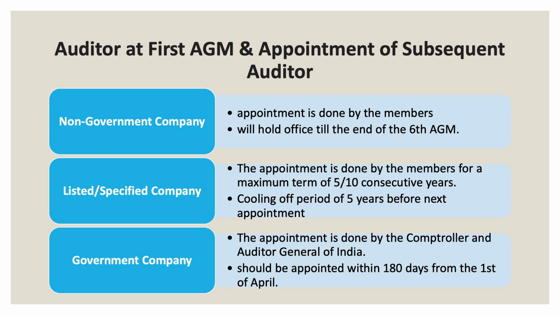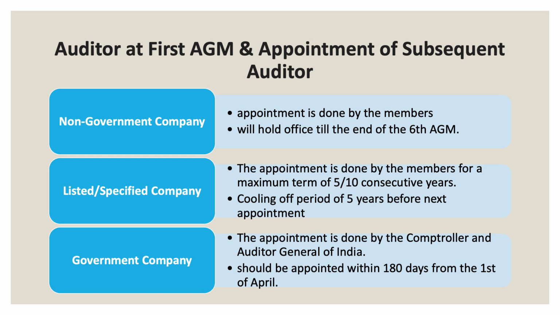In case an auditor has served for a period of 10 years, they cannot be appointed as the auditor for the next 5 years. We call this particular period the cooling off period. So, they can be appointed only after that 5-year period.